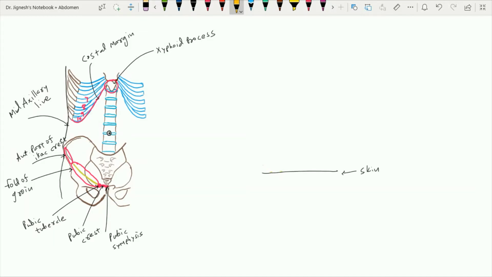Below the skin, we find the superficial fascia, and the superficial fascia of the anterior abdominal wall has 2 layers. These are the superficial fatty layer, also called the fascia of Camper, and below it the deep membranous layer, which is also a part of the superficial fascia and is called the fascia of Scarpa.